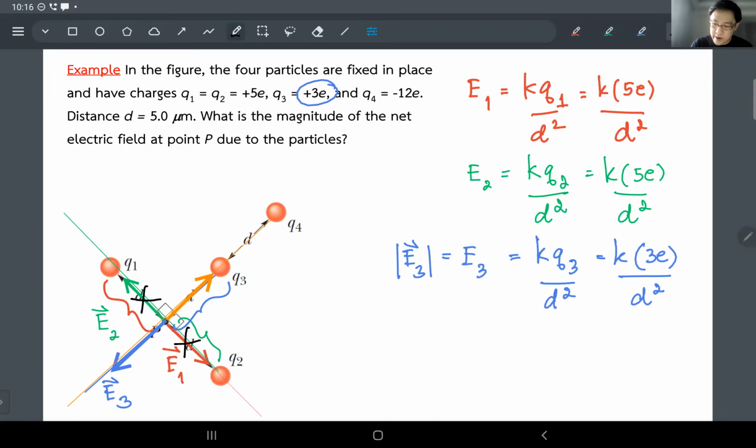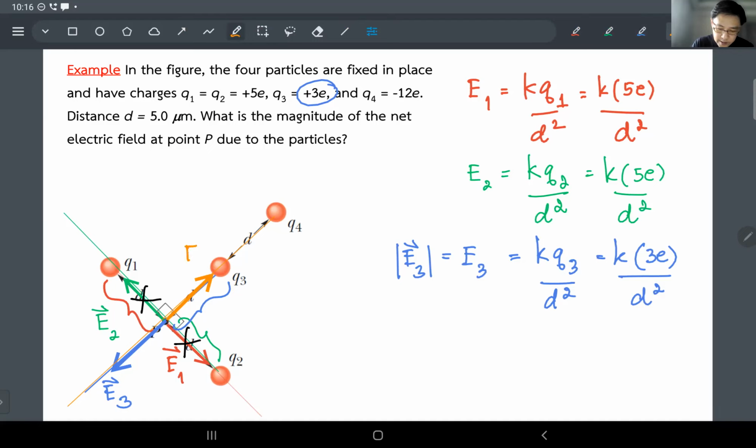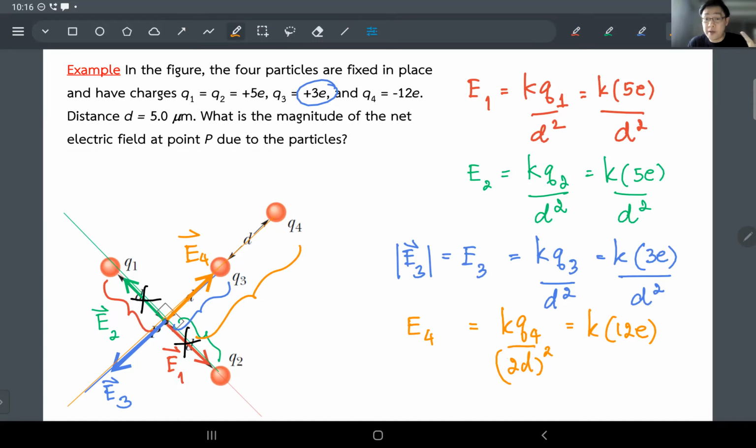Let me do the color coded here. I'll do the orange one here, E4 vector. So the magnitude of E4 is going to be K, Q4 over the separation from Q4 to point P, which is now 2D. So it's going to be 2D, the whole thing squared. Substituting the value into it, I get 12E. I don't need to put the negative 12 anymore because this is the magnitude. Magnitude of a vector never goes negative. Divided by 4D squared.